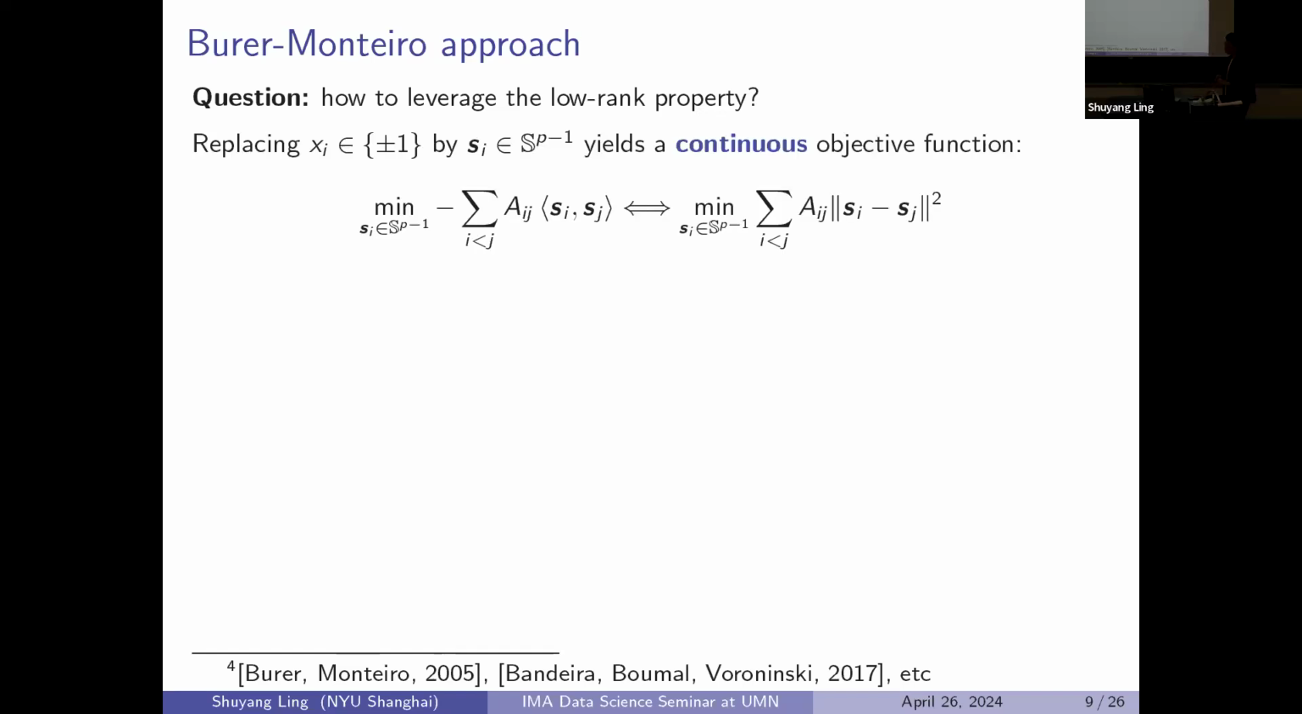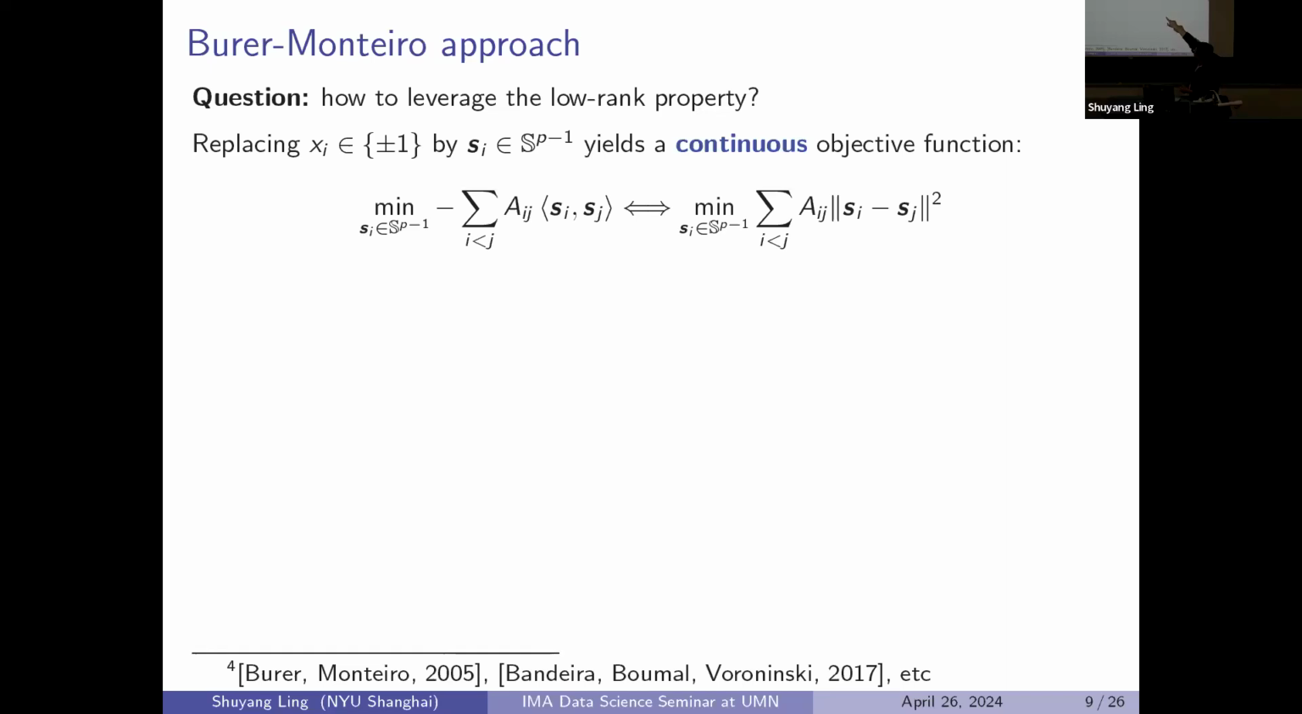One way to do it is this type of relaxation. Remember the original problem, x_i is 1 or -1, so it's discrete. It's a disconnected set. So one natural way is to make it continuous. Originally, if it's 1 and -1, I can always draw a curve between them. For example, I relax to a circle, or a sphere. Then the problem becomes continuous, and I can apply gradient descent to solve it.